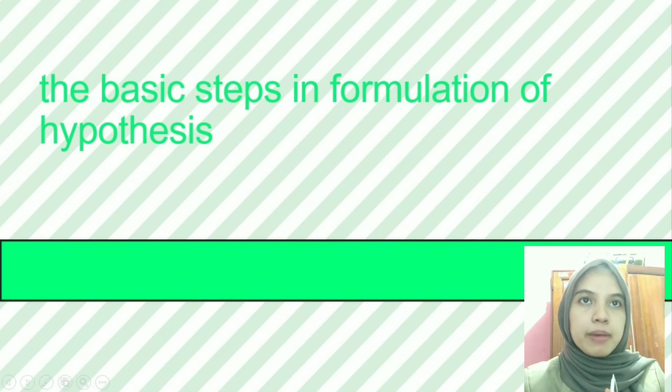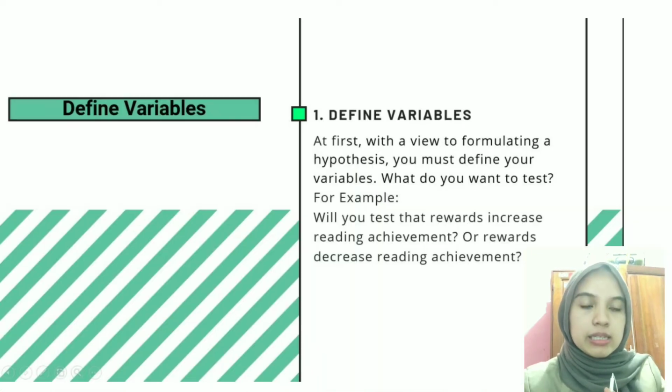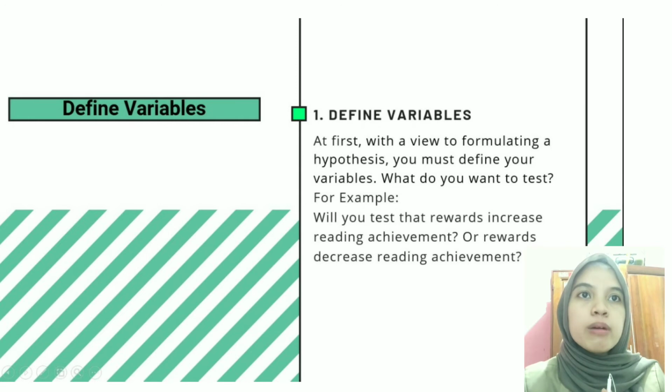The basic steps in formulation of hypothesis. The first step is to define variable. At first, with a view to formulating a hypothesis, you must define your variable. What do you want to test? For example, will you test that rewards increase reading achievement or rewards decrease reading achievement?